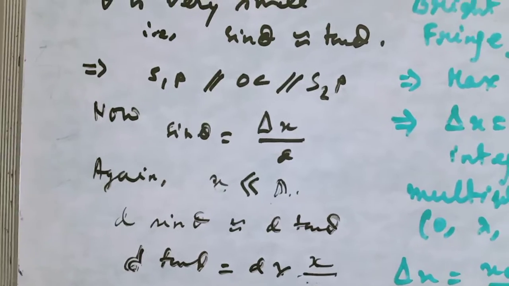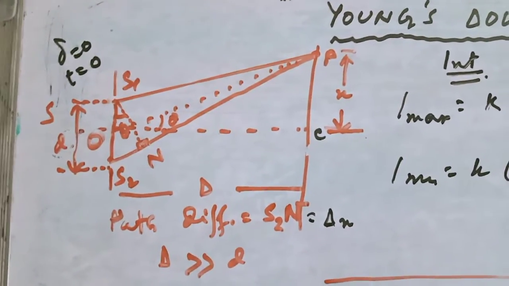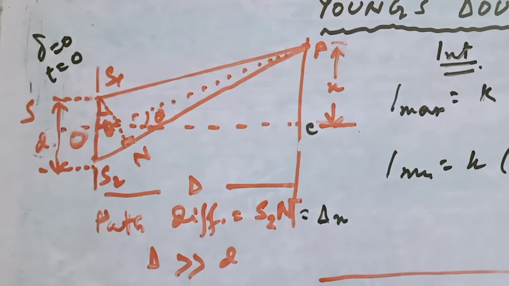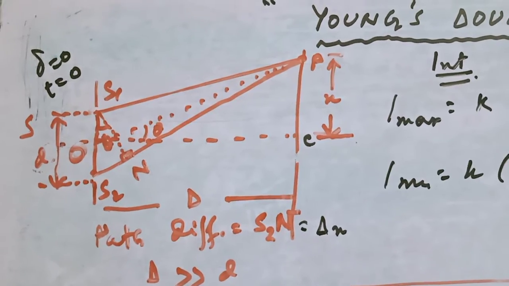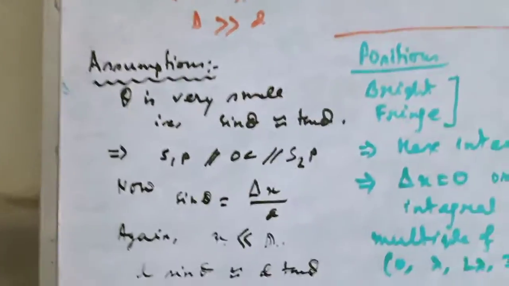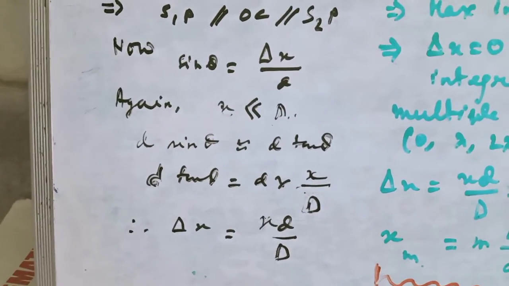Again, d is much greater than x. This is also our assumption. Capital D, the distance between the secondary source and the screen, is much greater than x, where CP is x. So we may consider that here also d tan theta is nearly equal to d sin theta.